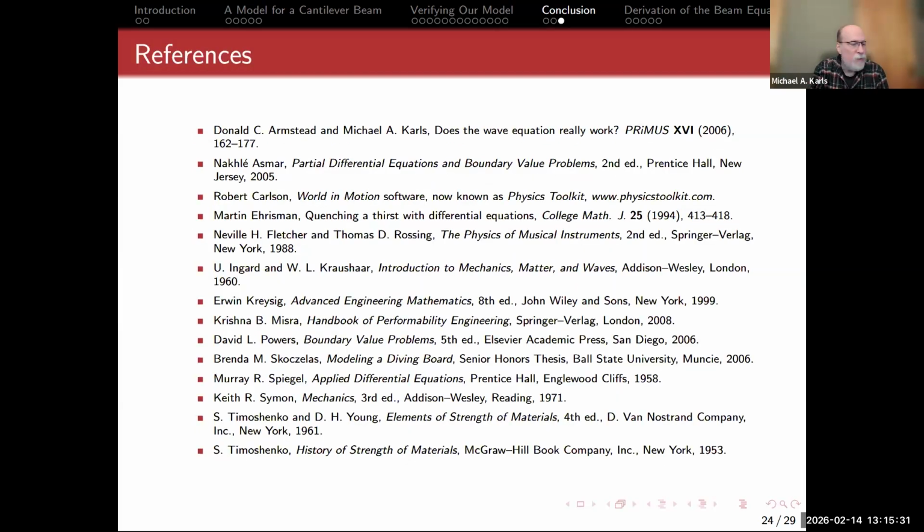Okay, so there's a list of our references for this work. And then what I want to do now, since we have a little bit of time left, is go back and show you a derivation that we actually included in this paper for the beam equation, because we didn't find such a derivation in any textbook, so we included this in our paper.